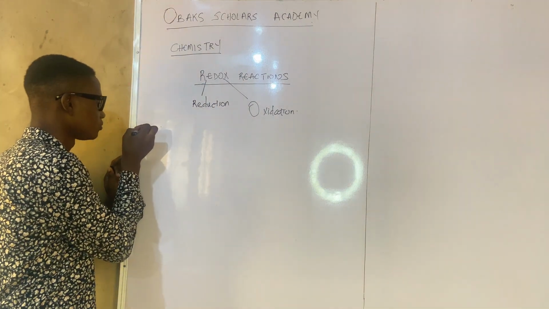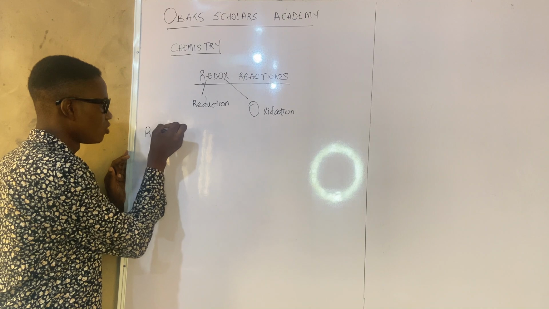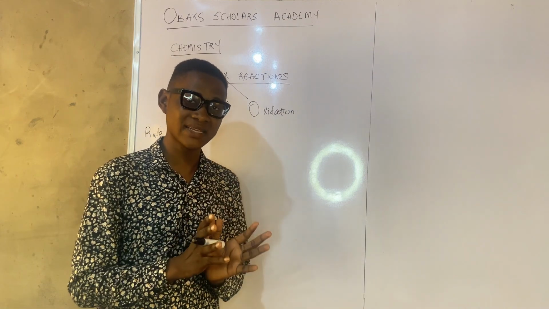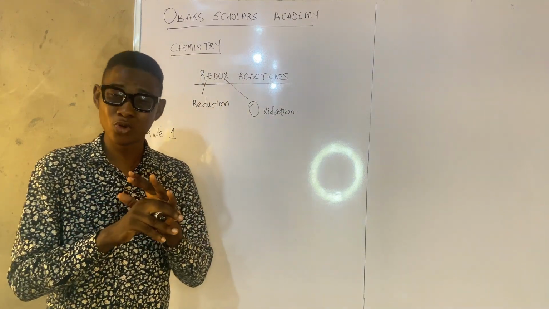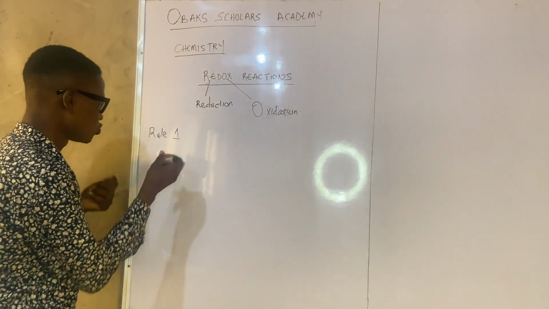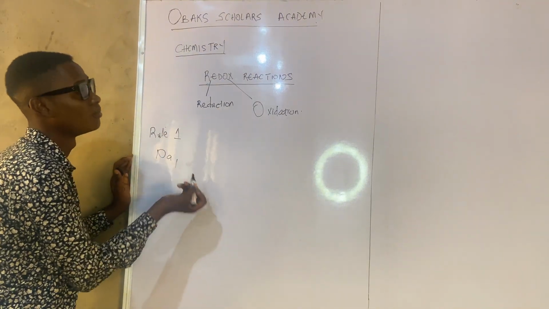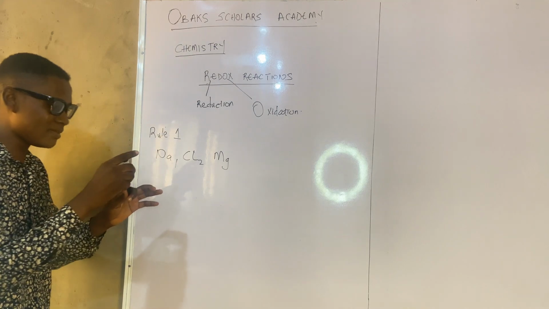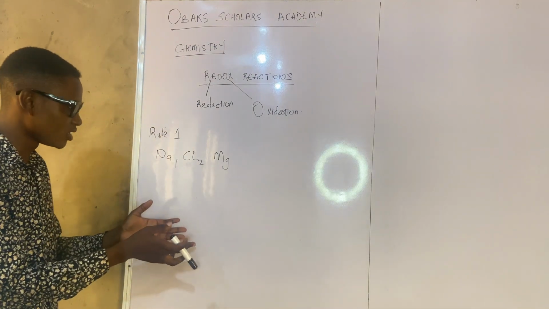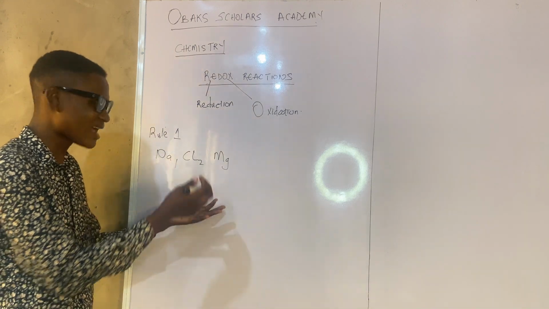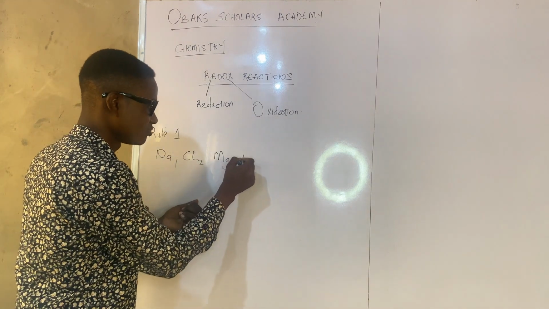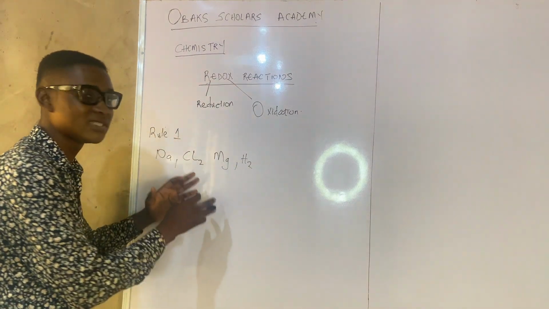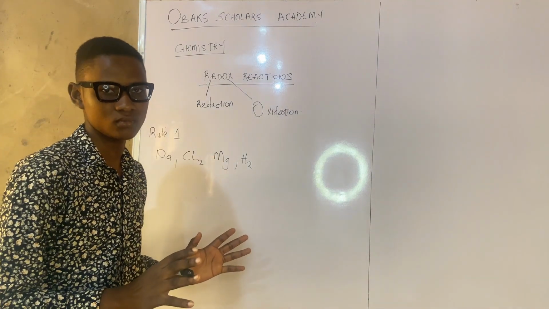Let me call it rule 1. You can be jotting it down. The first rule is that an element in its uncombined state, meaning that element has not undergone any reaction, it's just there, for example sodium, chlorine, Cl2, or magnesium. All these elements are in their uncombined state. Do you see sodium reacting with anything, or chlorine, or magnesium, or hydrogen? Basically, any element that is in this uncombined state, their oxidation number is 0. Do you understand?